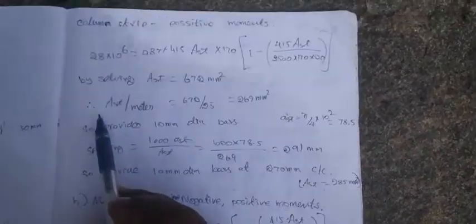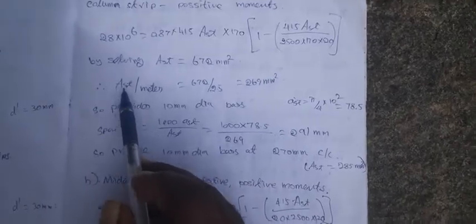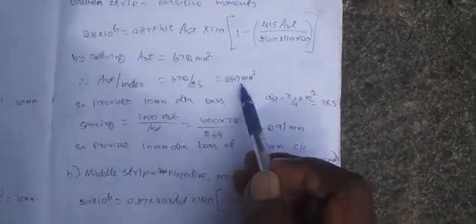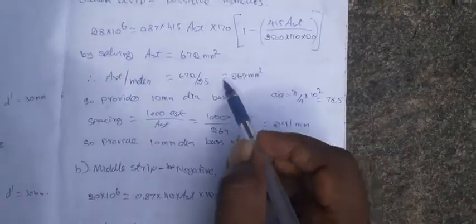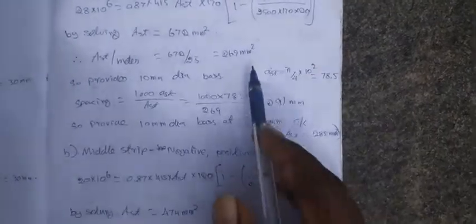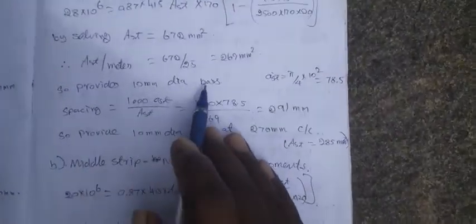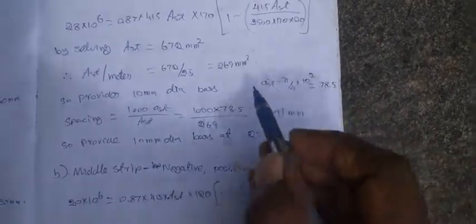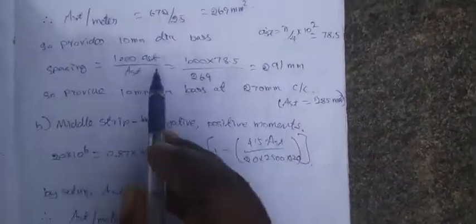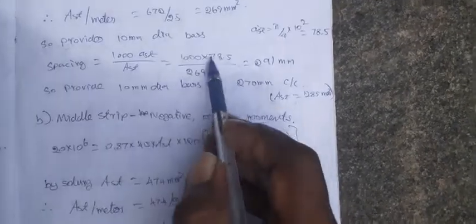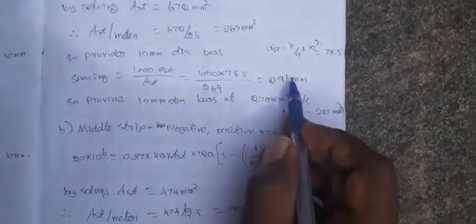So we should find the value per meter length. Ast per meter is 672 divided by 2.5, which is 269 mm square. This is a minimum, a smaller amount of Ast. So I am providing a 10 mm diameter bar. So small Ast is 78.5. Spacing is adopted as 1000 into small Ast divided by capital Ast. So the spacing value comes to around 291 mm.